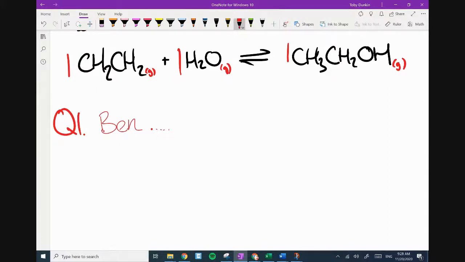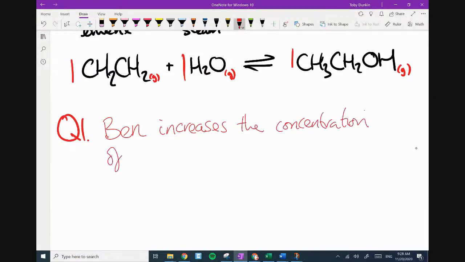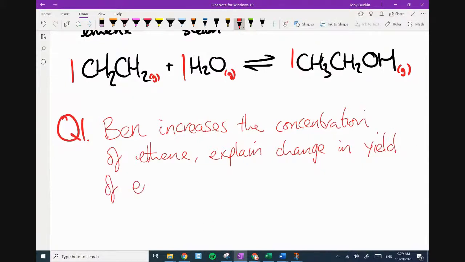Ethene increase. Love it. Thanks, Ben. So Ben increases the concentration of ethene. What happens? Explain the change in yield of ethanol.